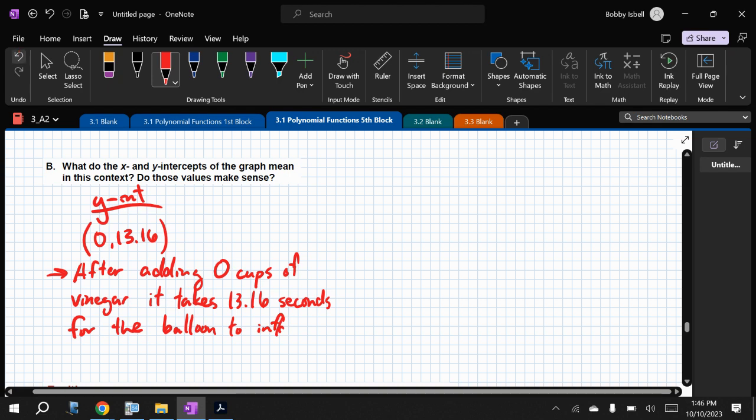Now, here's where common sense has got to come in. Is that possible? No. Why not? 0 cups of vinegar. And with no vinegar in there with the baking soda, what's going to happen? No chemical reaction. No movement whatsoever. The balloon's just going to be there. The baking soda's going to sit there and not react.